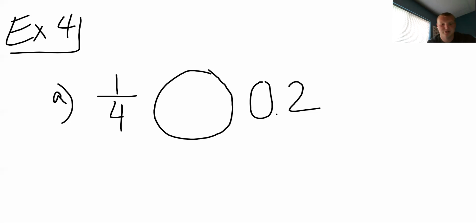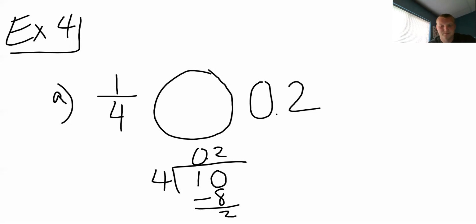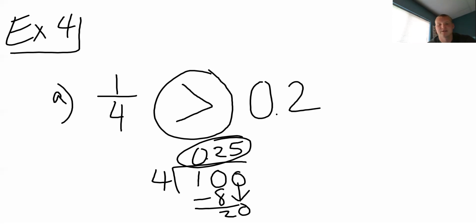I'm going to change the 1/4 since that's what we've been doing. So I'm going to take 4 divided by 1, have my 0, my decimal. 4 goes into 10 twice. And 4 goes into 20 five times. So I have 0.25 because it's 1/4. So 1/4 is greater than 0.2. Okay? All right.